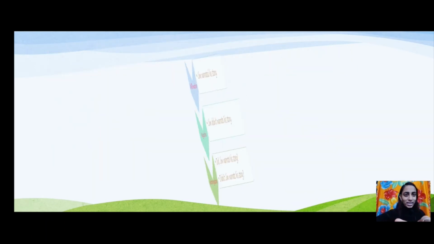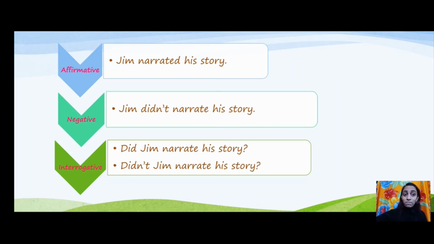Now, one more example in simple past. Jim narrated his story. So, what is the auxiliary verb we use in simple past tense? Did. And to frame a negative sentence immediately after did, what are we supposed to write? Not. So, the negative sentence will be subject plus did not plus verb in its first form plus object. So, the sentence will be Jim did not narrate his story.